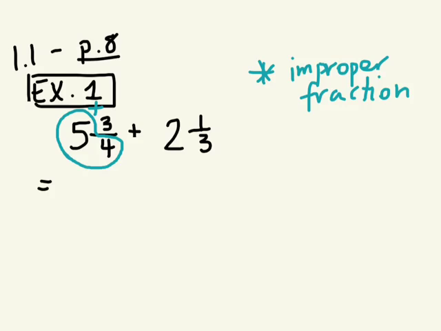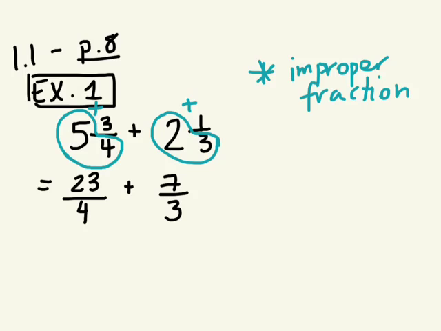So 5 times 4, 20 plus 3, 23. Does the denominator change? No, it's 23/4 plus, same thing, 3 times 2, 6, plus 1, 7/3. Can I add these fractions together right now as is? No. What do we have to do?